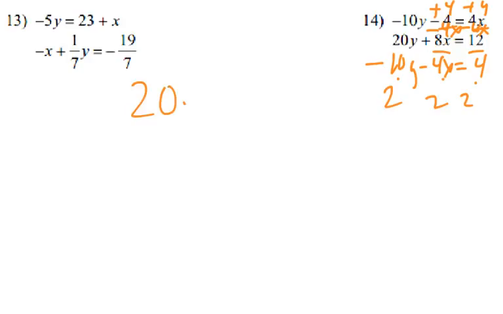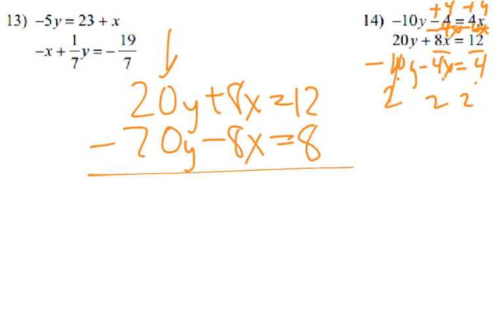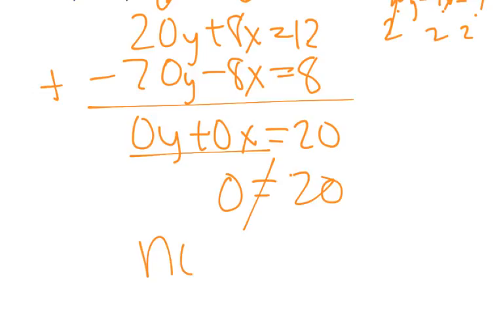So we've got 20y plus 8x equals 12. That's going to be negative 20y minus 8x equals 8. Now notice these are the same but opposite, but those aren't, so let's see what happens. So we add: 0y plus 0x equals 20. 0 and 0. Does 0 equal 20? Nope. No solution. That's our parallel lines.